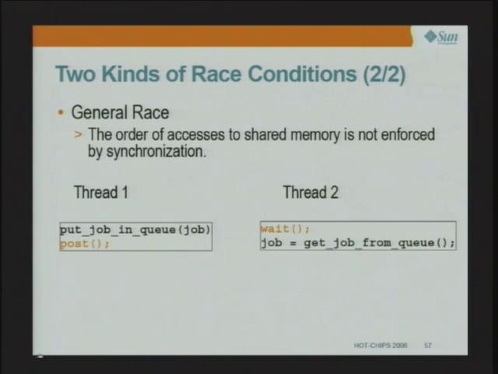There's another kind of race called a general race. A general race is when the order of the access to the shared memory is not enforced. In this case, you can have two threads working on jobs from a queue. For thread 1, you put the job in the queue. Then you post the information, saying I'm done, I have a job in the queue. And thread 2 just waits and gets the job from the queue. If you don't have post and wait synchronizations, then you will have a race.